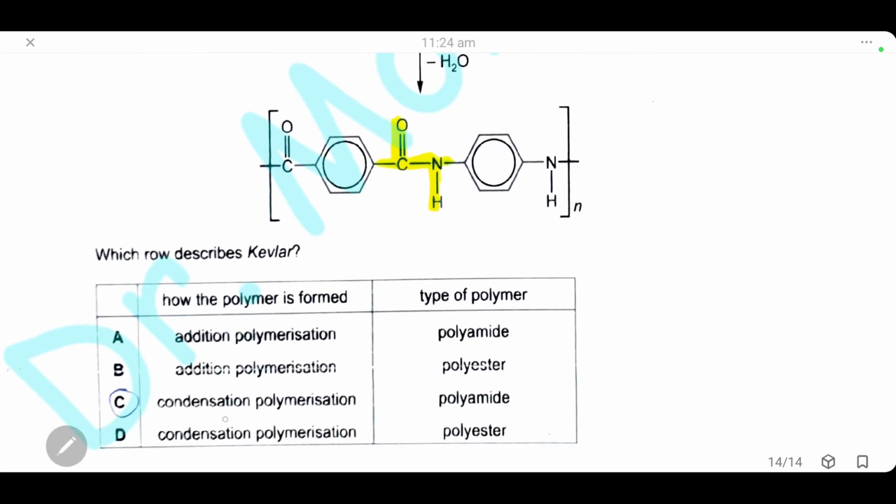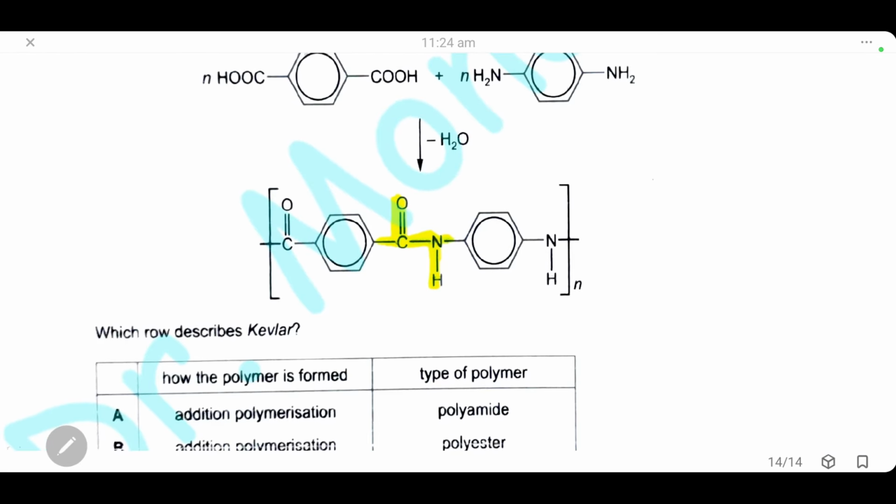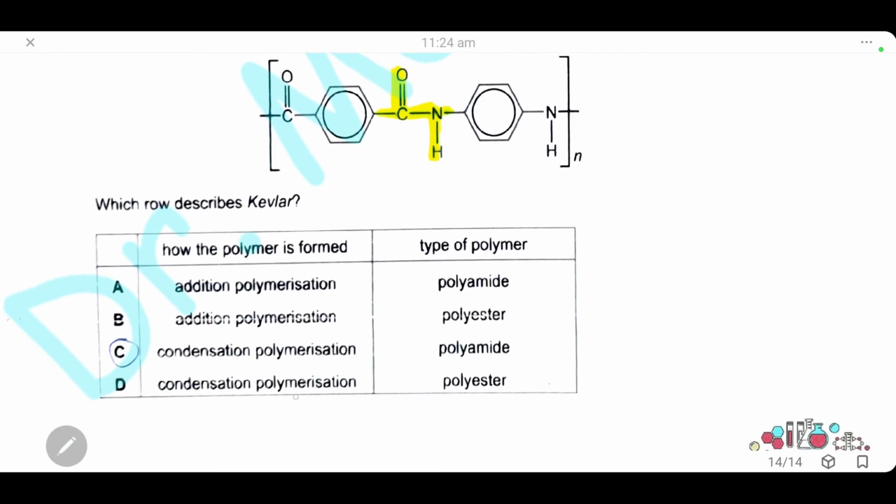The polymer is formed by addition or condensation, and the type of polymer is polyamide or polyester. So we could choose that. As we can see, it contains amide linkage, so this polymer is a polyamide, and of course the amide polymer is formed by condensation polymerization, so we will choose here. The answer is C, condensation polymerization, and the type of polymer is polyamide. The answer is C.